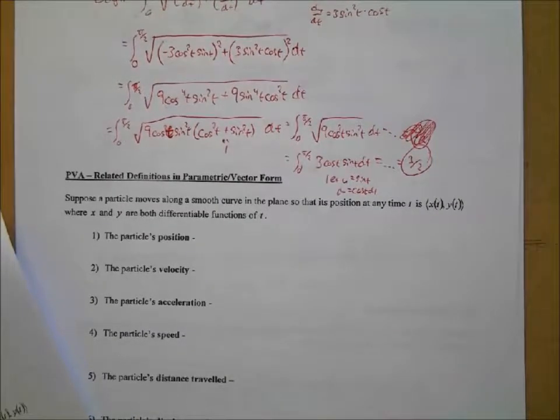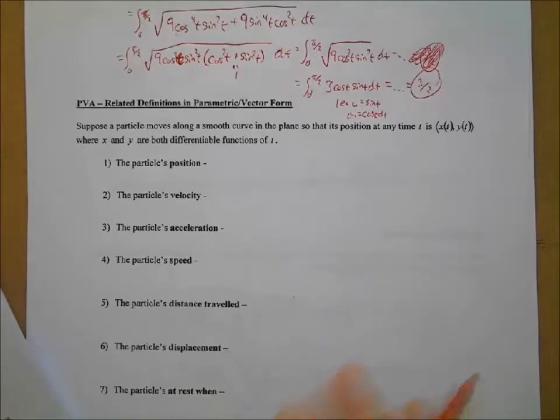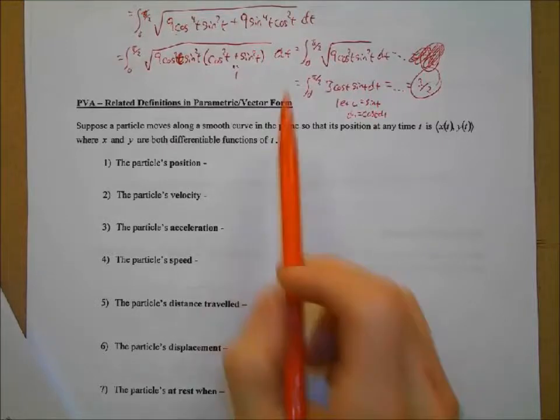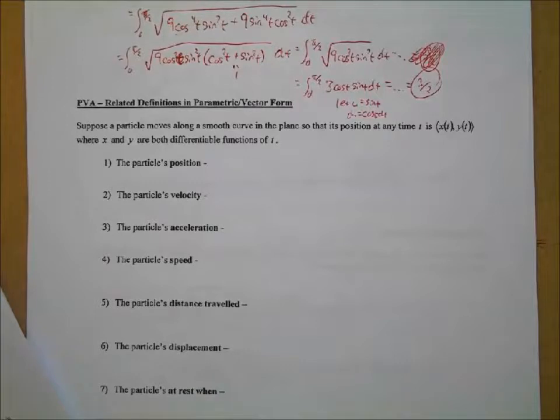Okay, so let's take a look then. Let's dive into position, velocity, and acceleration, and how we can translate from rectangular concepts to parametric slash vector form. So we're going to introduce this idea of vectors that we've never talked about before in this class, really.